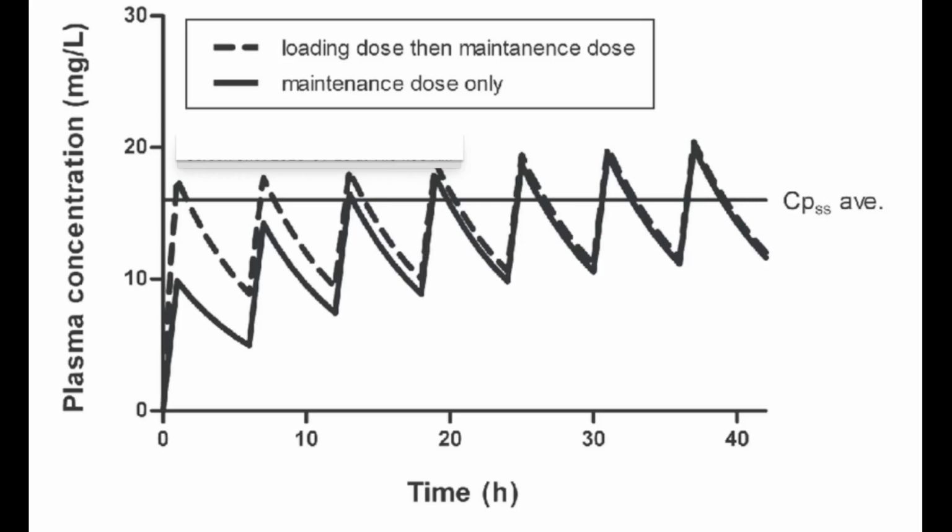To estimate the time required to reach steady state, regardless of whether a loading dose is used or not, the general guideline of 4 to 5 half-lives is still applicable. This means that after the loading dose, it would still take approximately 4 to 5 half-lives of the drug to reach a steady state where the rate of drug administration equals the rate of drug elimination or metabolism. In summary, the use of a loading dose may help to rapidly achieve therapeutic drug concentrations, but it does not impact the number of half-lives required to reach steady state.